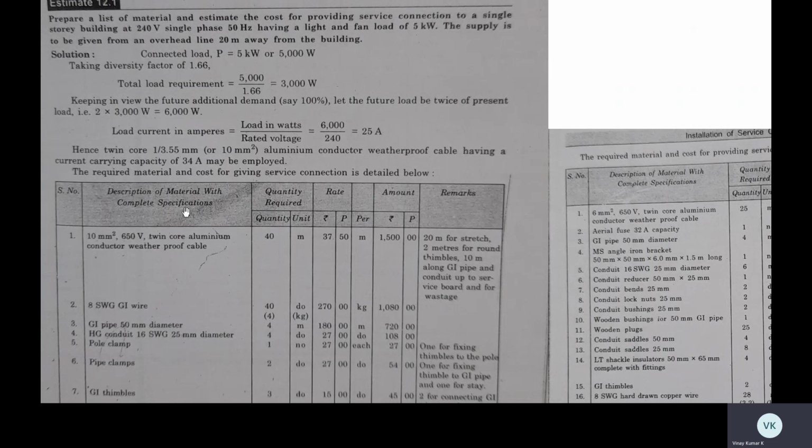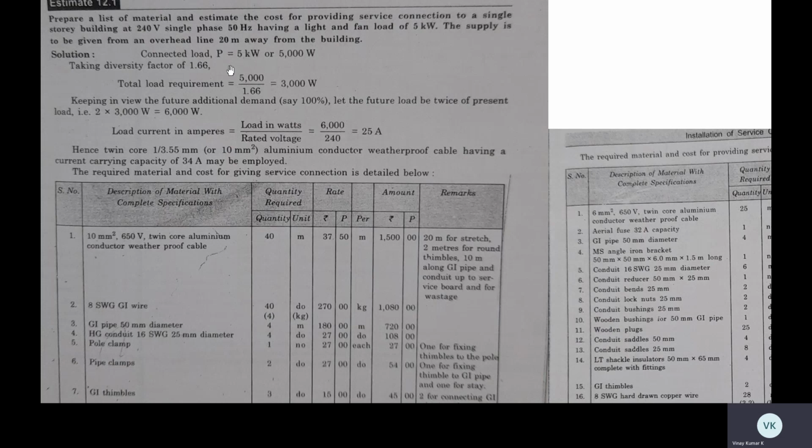It is given that the distance between the service pole and the building is 20 meter, with 240 volt supply and a total load of 5 kilowatt. So we need to calculate the load current first. We can calculate the load current in two ways. As I told in the previous slide, you calculate the current and multiply the factor of safety with that current, or just divide the load with the diversity factor.